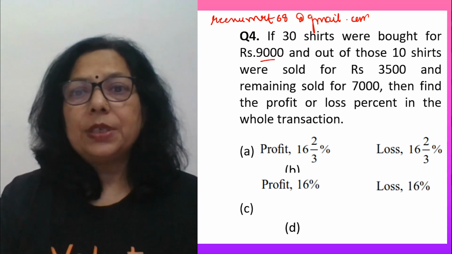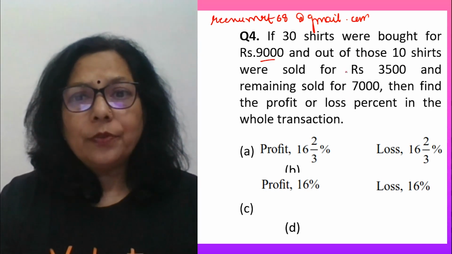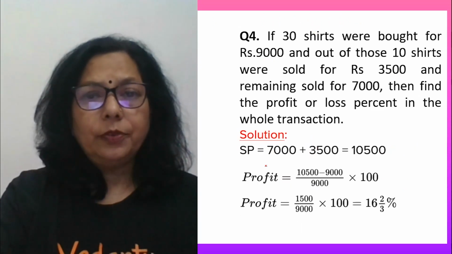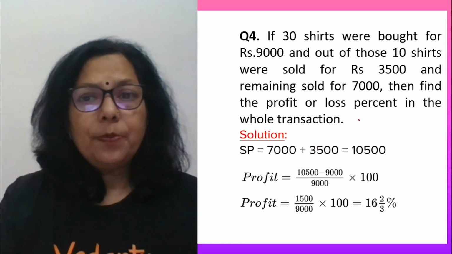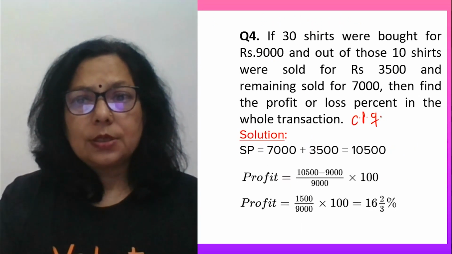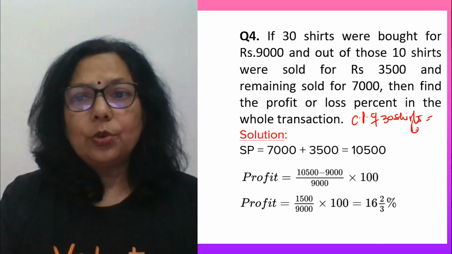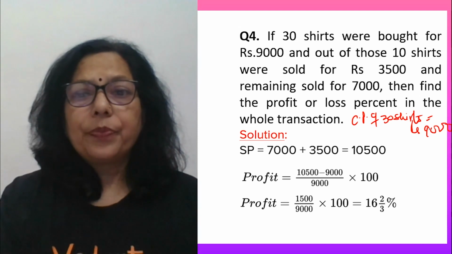30 shirts were bought for rupees 9,000. Out of these, 10 were sold for this much. So you know the CP of 30 shirts is equal to rupees 9,000.